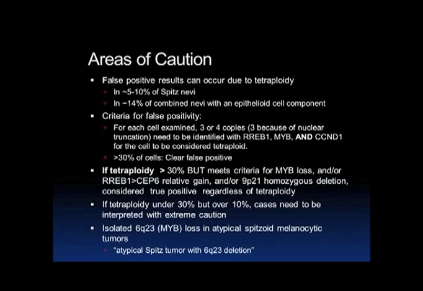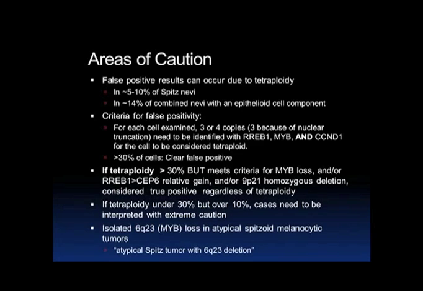So the following are 2 relatively boring slides, but I'll walk you through them because they just illustrate how complex the actual evaluation of the FISH assay is. So, as I mentioned before, false positivity can occur due to tetraploidy, and that has been demonstrated in about 5 to 10% of Spitz nevi and about 14% of combined nevi with an epithelioid component. And if you remember, that was one of the features of malignancy as well.